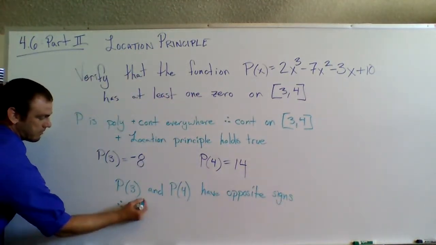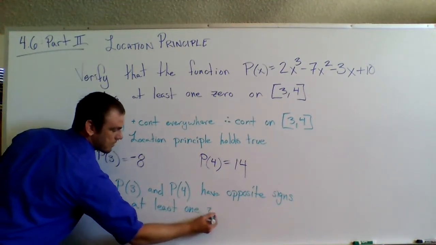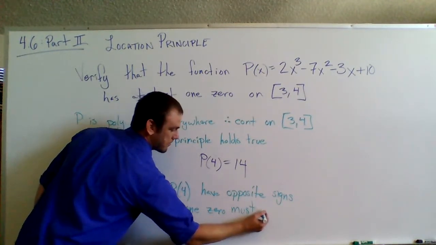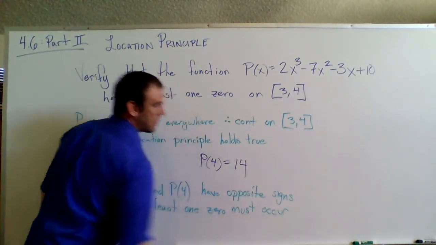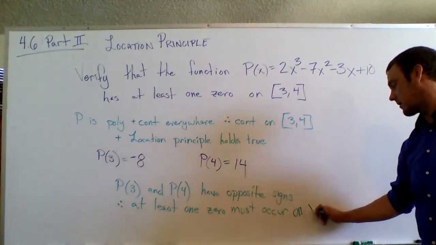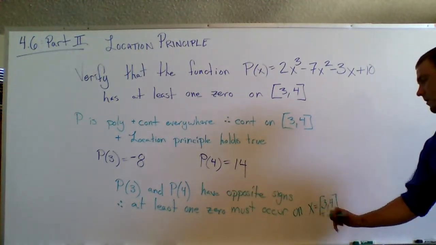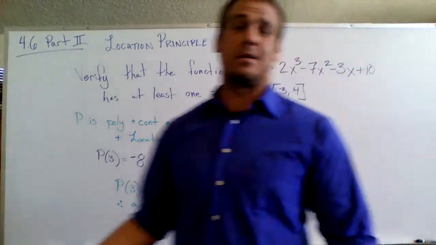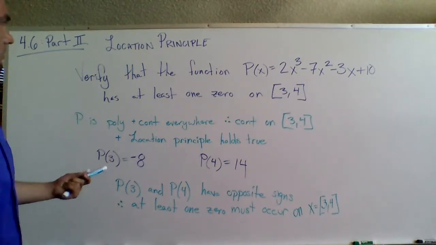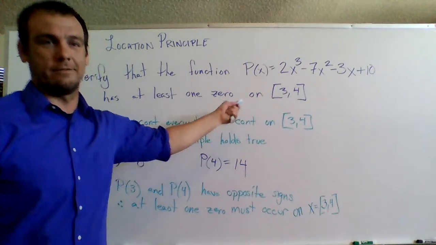Therefore, at least one zero must occur on our interval 3 to 4. Alright, that's really it, guys. We're not asking to find out what that zero actually is. We're just asking you to verify that there must be a zero in between whatever interval we give you.